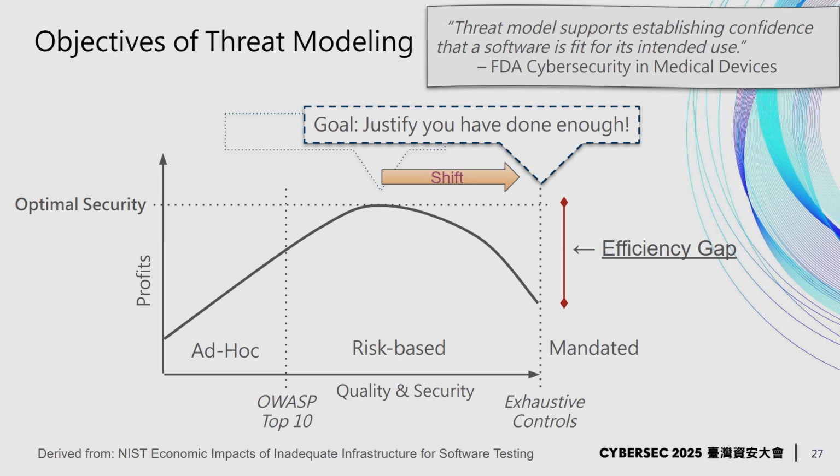So the goal of threat modeling now shifts. Previously we wanted to optimize cost. Now we want to be in a position where we can defend that we've done everything we could to provide a secure product. And with this shift, we need to be even more careful about the gap of the cost of quality and security. So we need to make sure that this process is efficient.